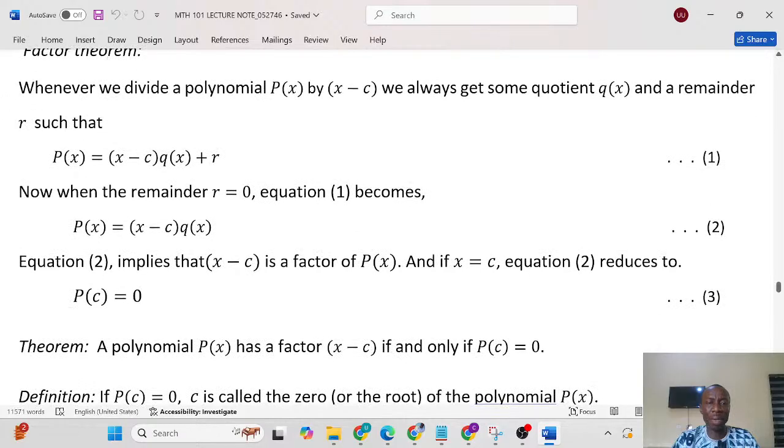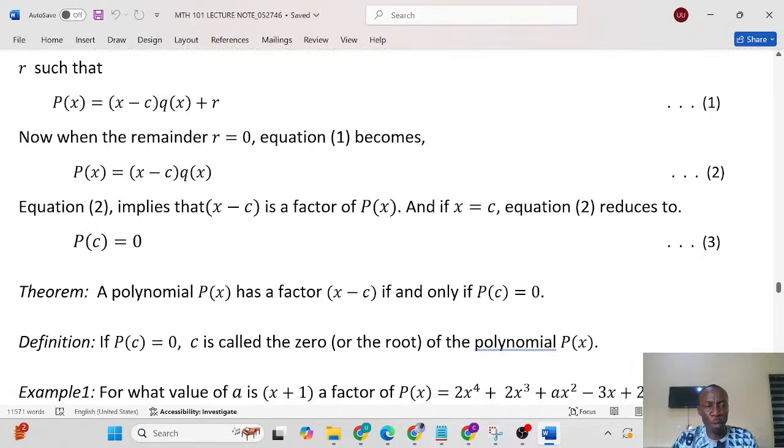If we now set our remainder to be equal to 0, it means that p of x will be equal to x minus c times q of x. Equation 2 implies that when the factor x minus c of the polynomial p of x is equated to 0, x will be equal to c. And when x is equal to c, equation 2 reduces to p of c equals to what? 0. So that is the summary of the theorem.